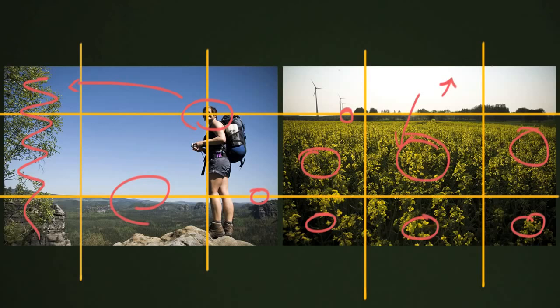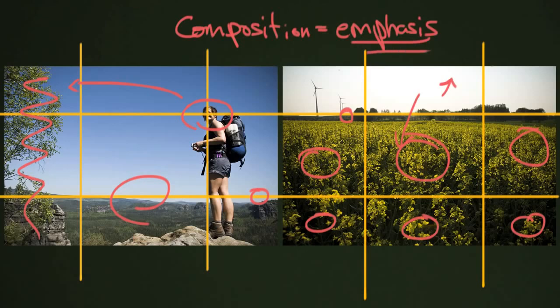And that is what composition is all about. Composition equals emphasis. Emphasis is the key to taking strong images. You want to know what your subject is. You want to know what you're photographing. And then use your composition as a tool to achieve that.